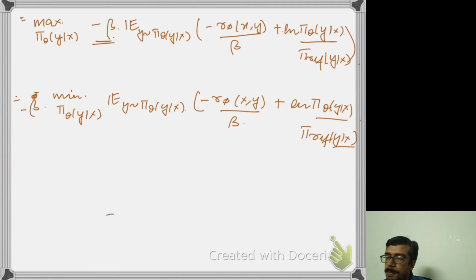Right, so when minus beta goes outside maximization, it becomes a minimization problem. The reason being that beta is positive, so minus beta is negative. And essentially, the lower this quantity is, the larger is minus beta times this quantity, right? So if I have to maximize minus beta times an expression, I'll have to first minimize that expression so that minus beta times that expression becomes high.